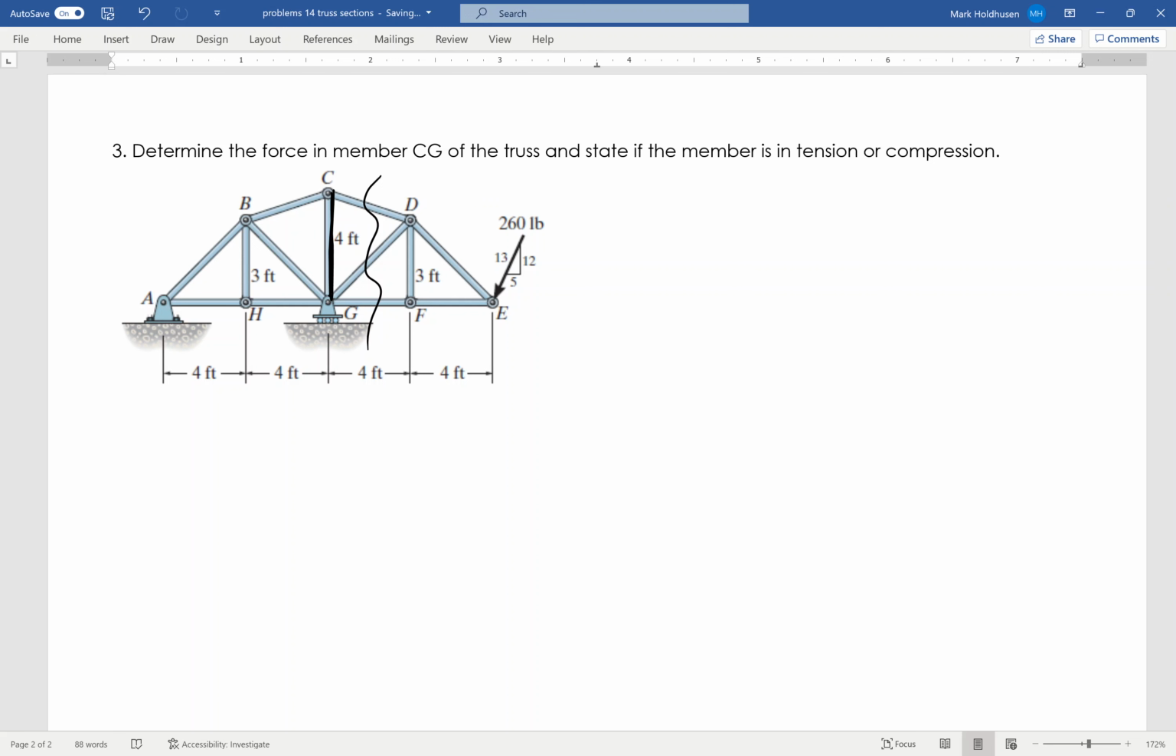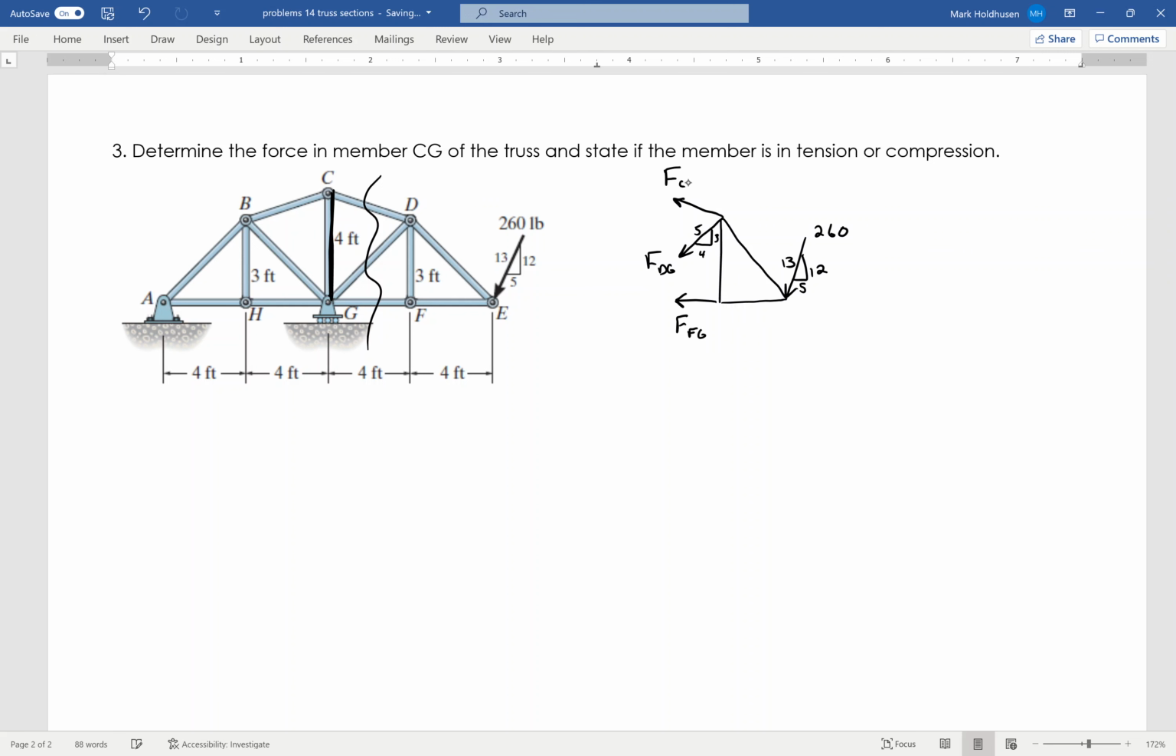Okay, so from this, I'm going to go ahead and draw my free body diagram, right? So I've got 260 right here. This is a 5, 12, 13 triangle. Then I've got FFG right here. I have, this looks like a 3, 4, 5 triangle as well right here. This is FDG, okay, where this is going to be 4, 3, 5, like so. And then I've got this force right here.